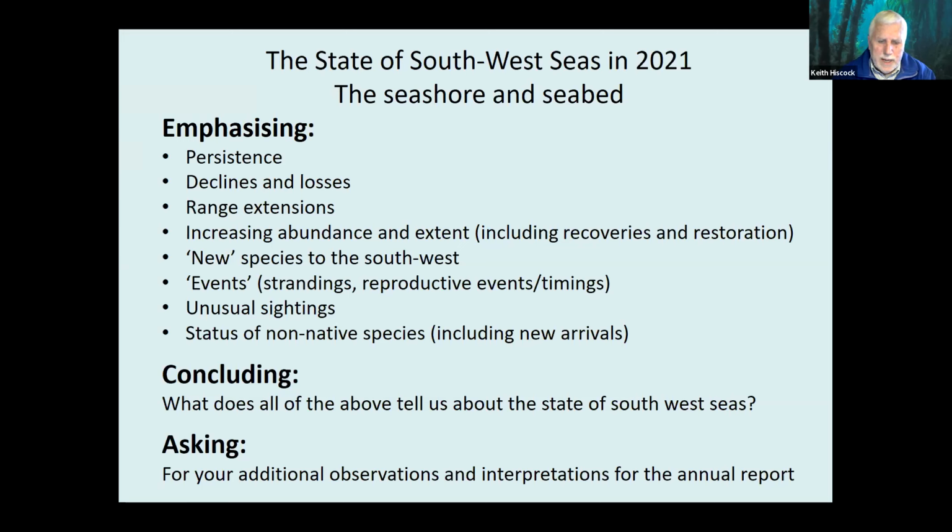Trying to make links between weather and climate trends is sometimes very easy. Storms cause mass strandings, that's easy. Those are events. And it is sometimes very difficult, particularly with regard to long-term fluctuations such as the Atlantic multidecadal oscillation. So let's have a look at what sort of changes we're talking about and what they tell us about the state of the Southwest Seas. And again, I'm asking for your additional observations and interpretations. So that's a list of categories which I'll be using.